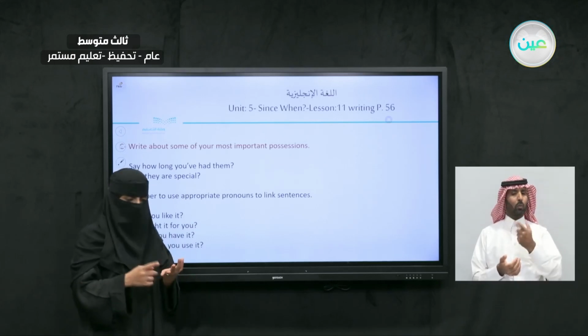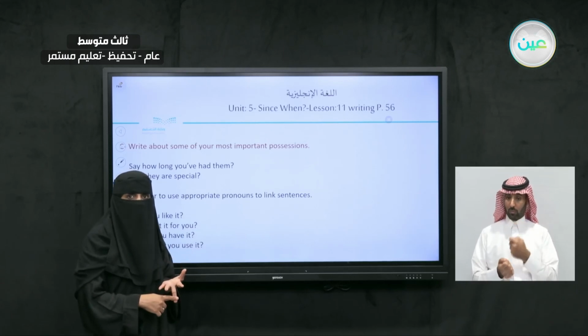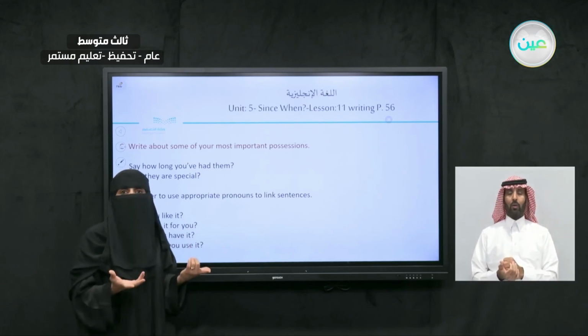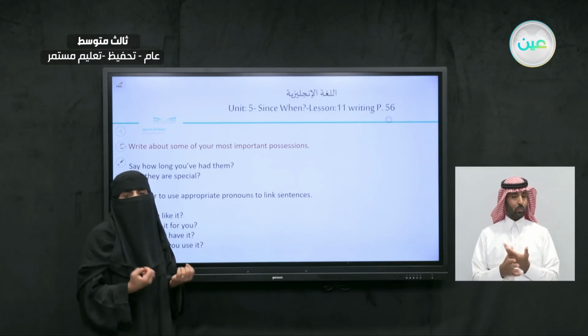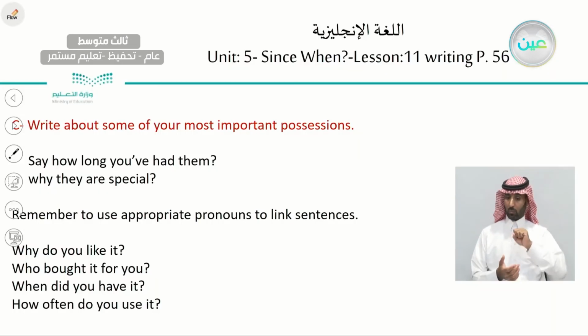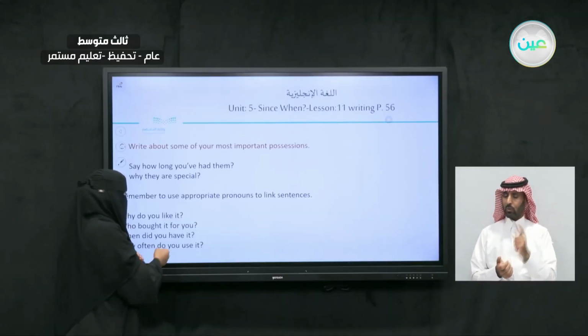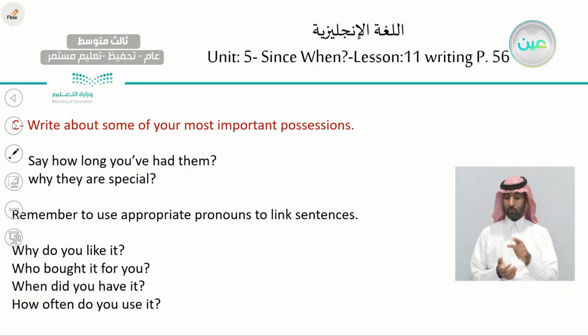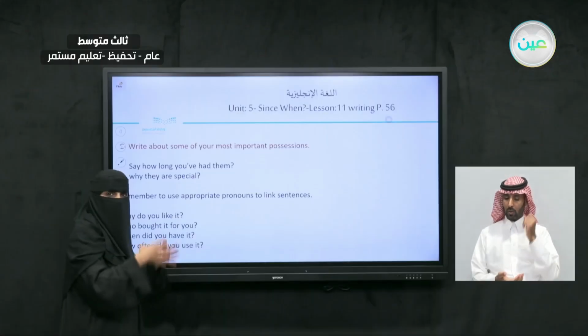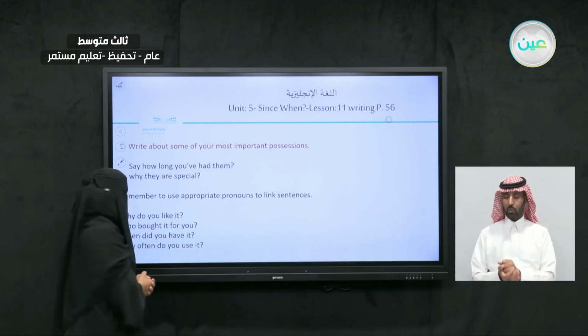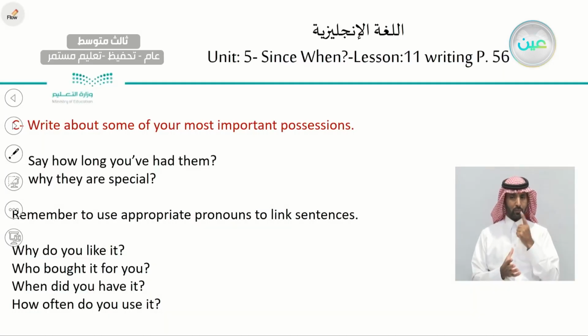did you get it? Is it a gift? Did you pay for it yourself? Why is it important? Tell me the details. Why do you think it's one of your favorite possessions? Okay? Remember to use appropriate pronouns to link the sentences, to make your writing more cohesive and understandable. I think these questions might help you have an idea of what you should cover in your writing. Why do you like your possession? Tell me the reason why you like it.